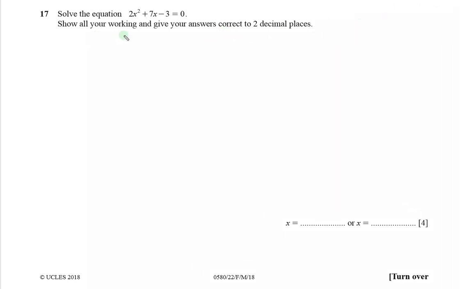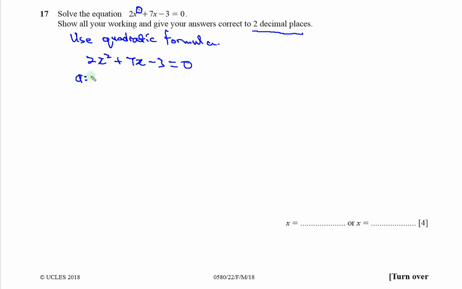Next, now this is a quadratic equation with x squared. Okay, now 2 decimal places. When you see 2 decimal places, straight away use the quadratic formula. Okay, now 2x squared plus 7x minus 3 equal to 0. Now your A is equal to 2, which is this. Your B is equal to 7. Your C is equal not to 3 but minus 3.